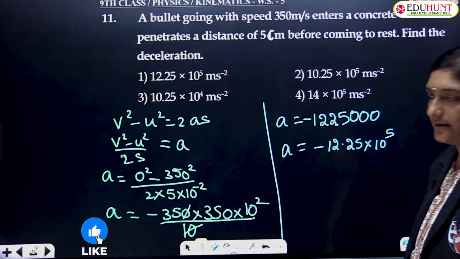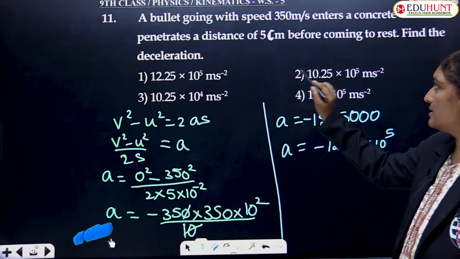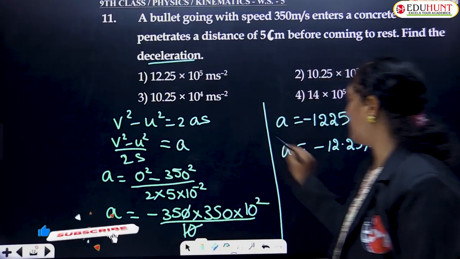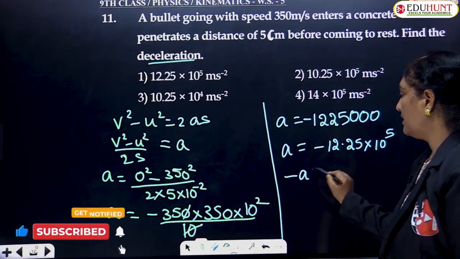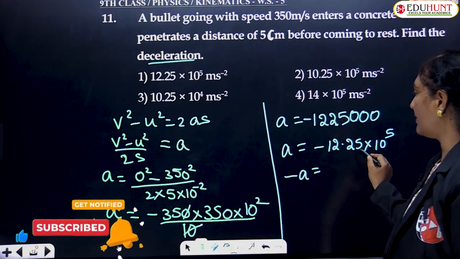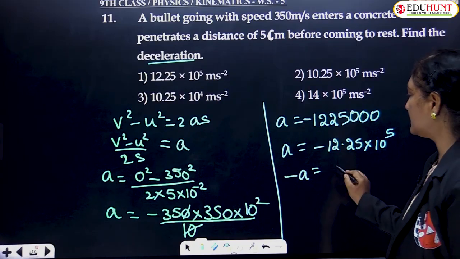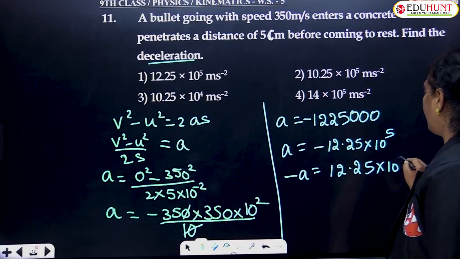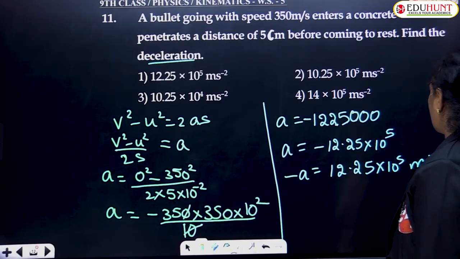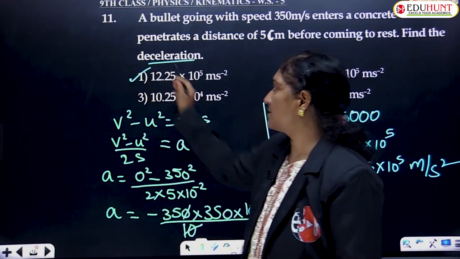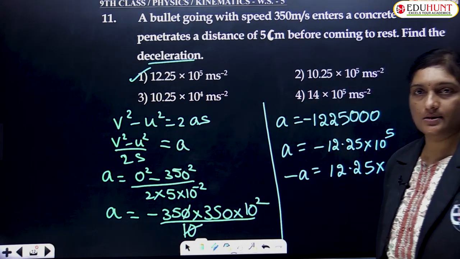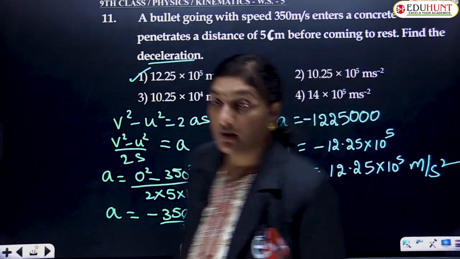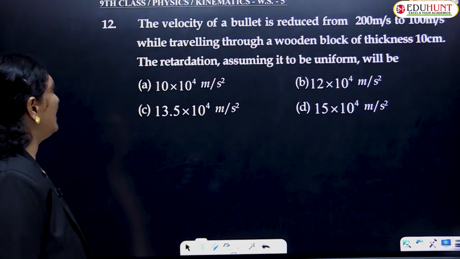5 decimals ahead. But they asked us to find the deceleration. Deceleration is nothing but minus A. If A is minus 12.25 into 10 power 5, then minus A will be 12.25 into 10 power 5 meter per second square. Hence the first option is your correct answer. Okay, children? So next question, 12th question.